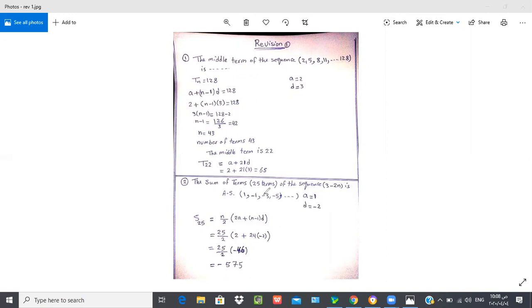And here, he asks you to find the sum, not T, the difference. So S25 equals n over 2 multiplied by (2a plus (n minus 1)d). Why do I use this rule? Because I didn't have the last term. So here it will be 25 over 2 multiplied by (2 plus 24 multiplied by negative 2). I will substitute by this, so I have negative 575.